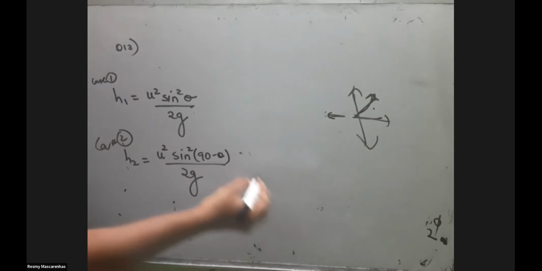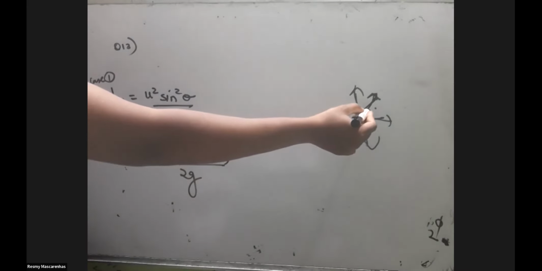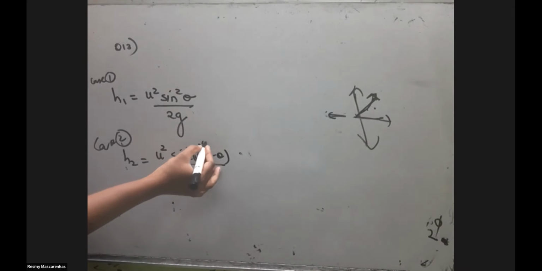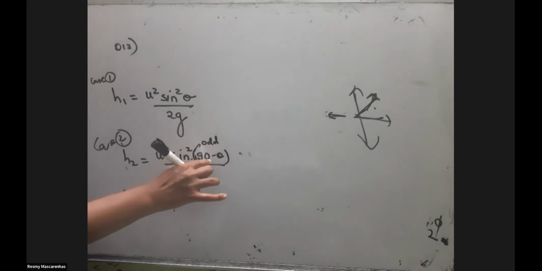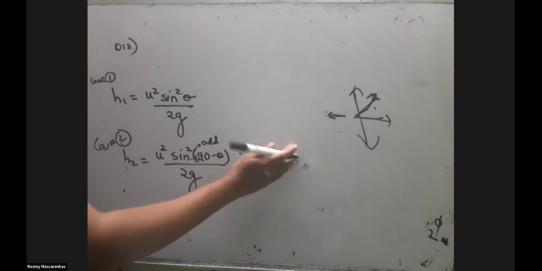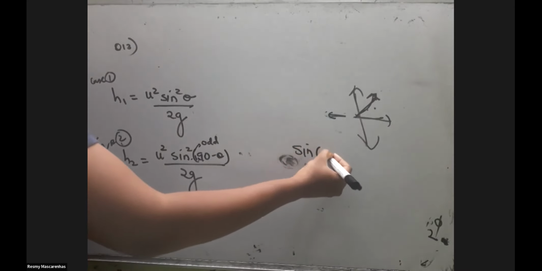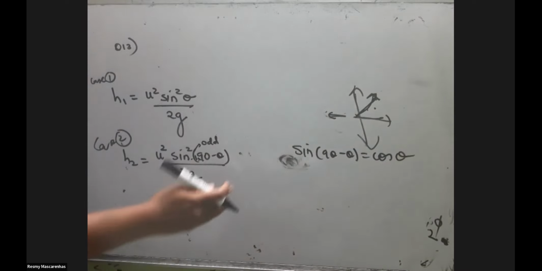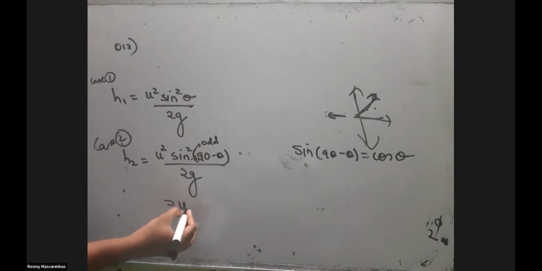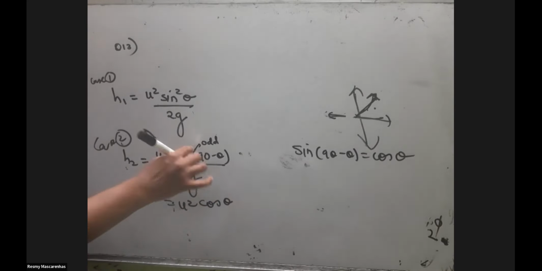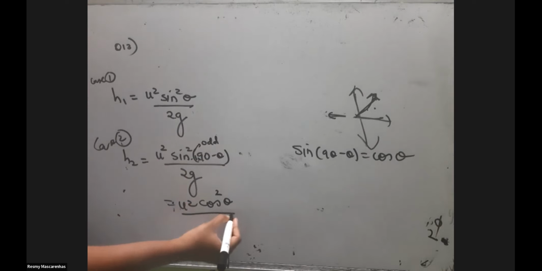In the first quadrant, anyway, sine is positive. And 1 into 90 means this is an odd multiple. Odd means sine will become cos. Otherwise, just remember the formula by heart. Sine of 90 minus theta is cos theta. Odd means sine becomes cos. There is a square, so the square remains.